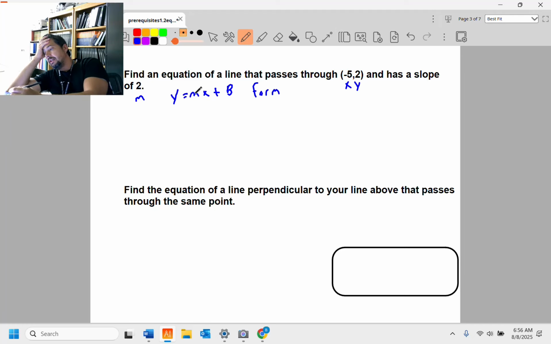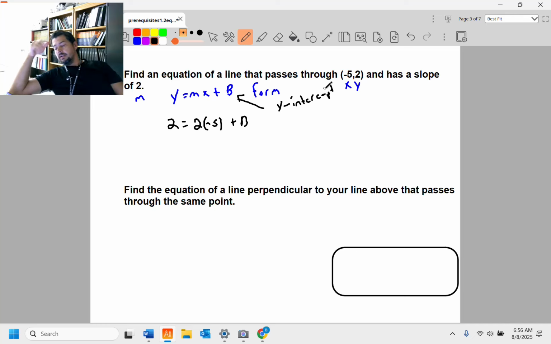I'm going to plug in a 2 for y. I'm going to plug in a 2 for slope, m. I've encountered an x, I'm going to let it be negative 5. And then I have my plus b. Also worth talking about here, that b is your y-intercept. That's what it is. And plugging in those 3 things has made me able to figure out what the b value is.